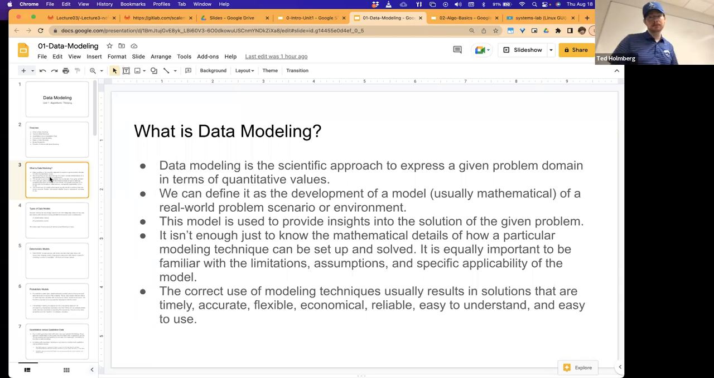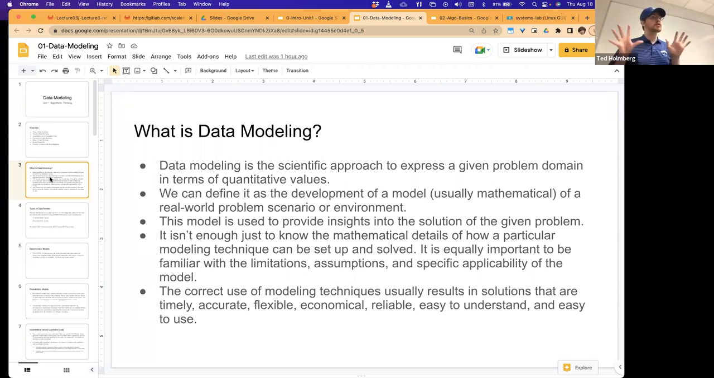We can define it as the development of a model, usually mathematical, of a real-world problem, scenario, or environment. This model is used to provide insights into the solution of the given problem. It isn't enough just to know the mathematical details of how a particular modeling technique can be set up and solved. It is equally important to be familiar with the limitations, the assumptions, and specific applicability of the model. And so the correct use of modeling techniques usually results in solutions that are timely, accurate, flexible, economical, reliable, easy to understand, and easy to use.